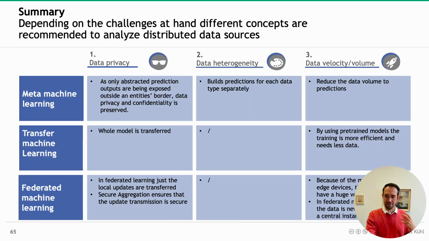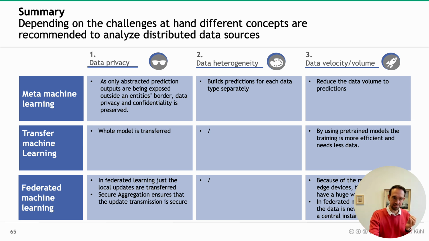And if we have a final look at the table, comparing them with regard to data privacy, data heterogeneity, data velocity, and volume, we can definitely say that for data privacy, for meta machine learning, we only exchange abstracted predictions across entities' borders, preserving privacy and confidentiality. In transfer machine learning, we do transfer whole models that could have issues, but at least we don't transfer raw data. And in federated machine learning, we only transfer updates and parameters to a single model.